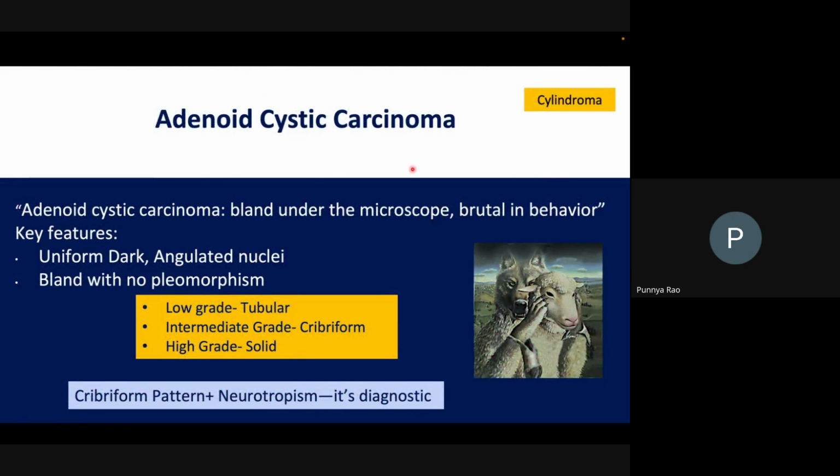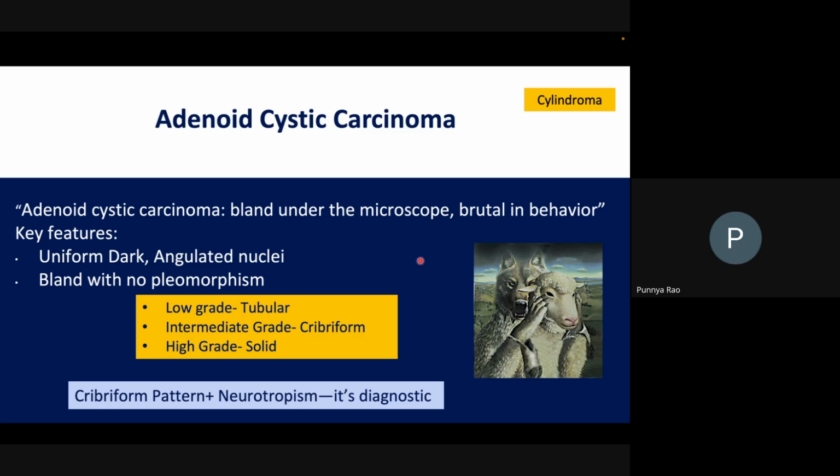So the next most commonly encountered tumor is the adenoid cystic carcinoma. It is also referred to as cylindroma. I will explain the reason for that. Adenoid cystic carcinoma is very bland under the microscope, very brutal in behavior. It's considered to be an indolent malignancy, slow growing, but it has high chances of undergoing metastasis, and it is very aggressive. It infiltrates into the adjacent structures, and many a time when adenoid cystic carcinomas are diagnosed, they would have already metastasized to the lung or to the brain or both.